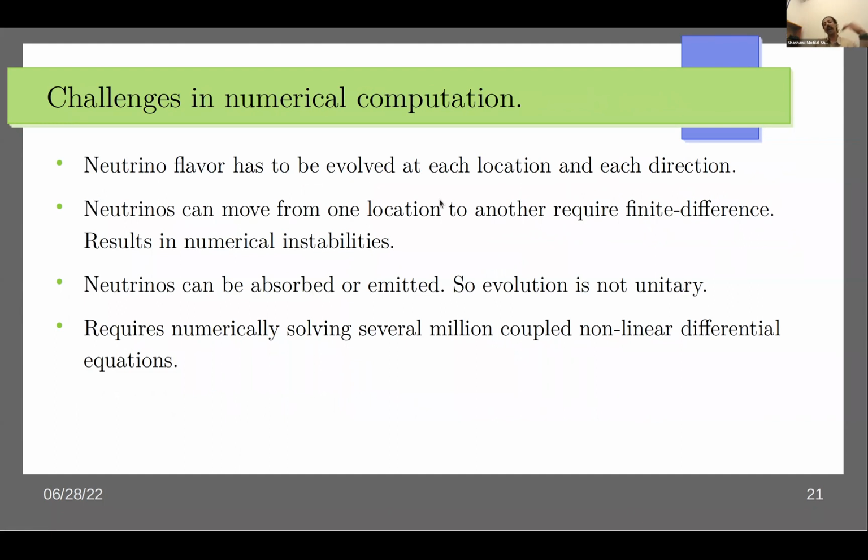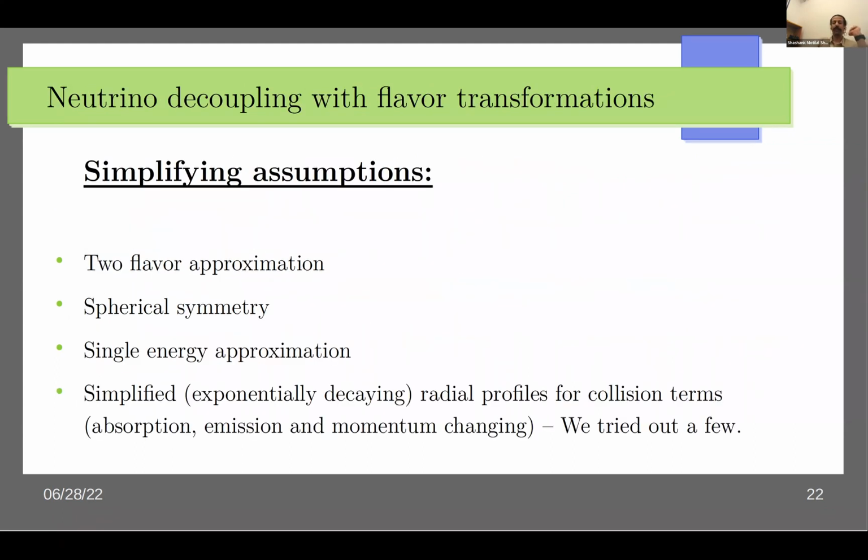Now, if we want to add neutrino flavor evolution, that is very challenging from a numerical point of view, because we have to evolve the neutrino flavor at each point. And because of the advective term, there is a finite difference involved. So the equations are not very easy to solve. Because of that, we had to make certain assumptions. And this is the list of the assumptions we had to make.